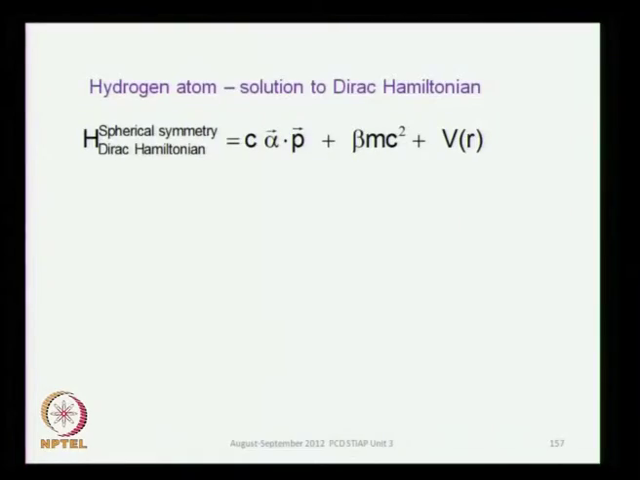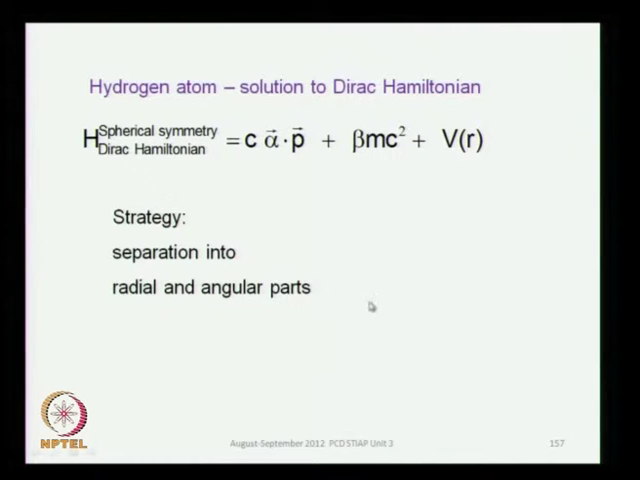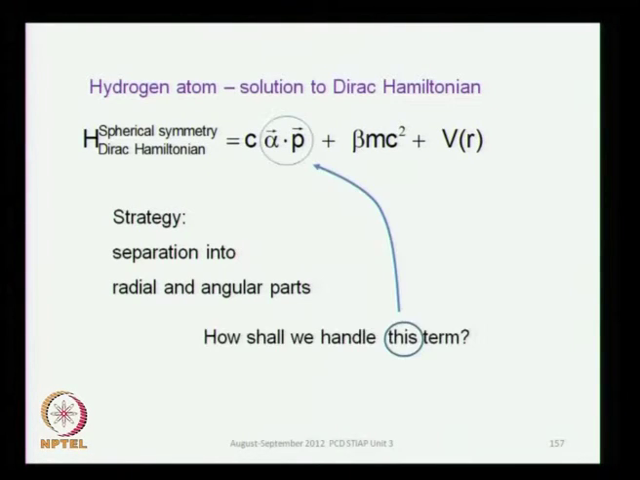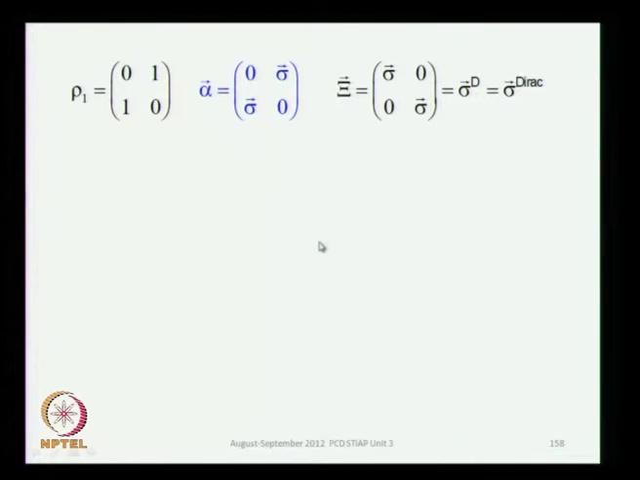So let me remind you that our strategy to deal with the hydrogen atom is to set up the spherically symmetric Dirac Hamiltonian. So V(r) is spherical, this has got spherical symmetry. This is the Dirac Hamiltonian, and now you need to separate the radial and the angular part, and for the relativistic case this is not at all a straightforward task. It is not trivial at all, it is not difficult, but certainly far from trivial, and you will see why it is complicated, because this term alpha dot p has to be handled very carefully, and we are going to do that in today's class.